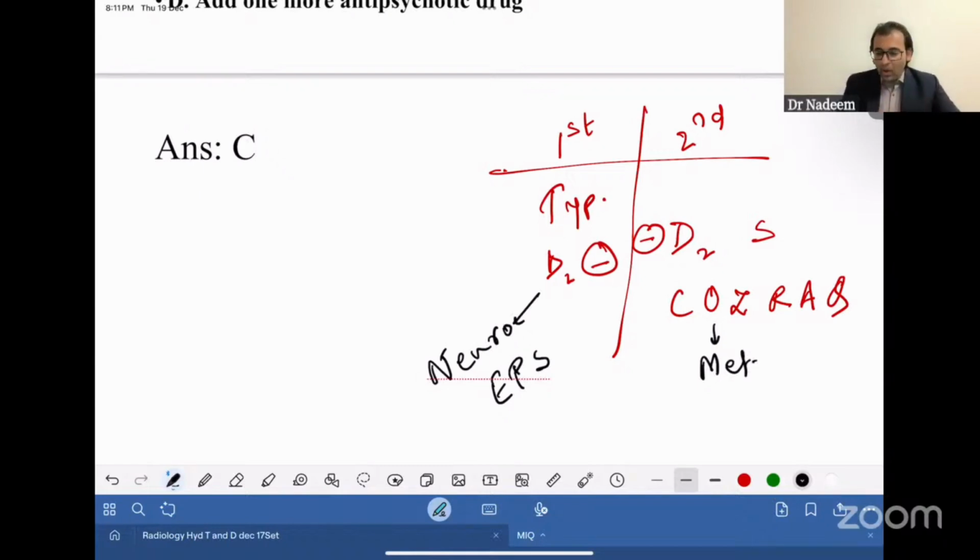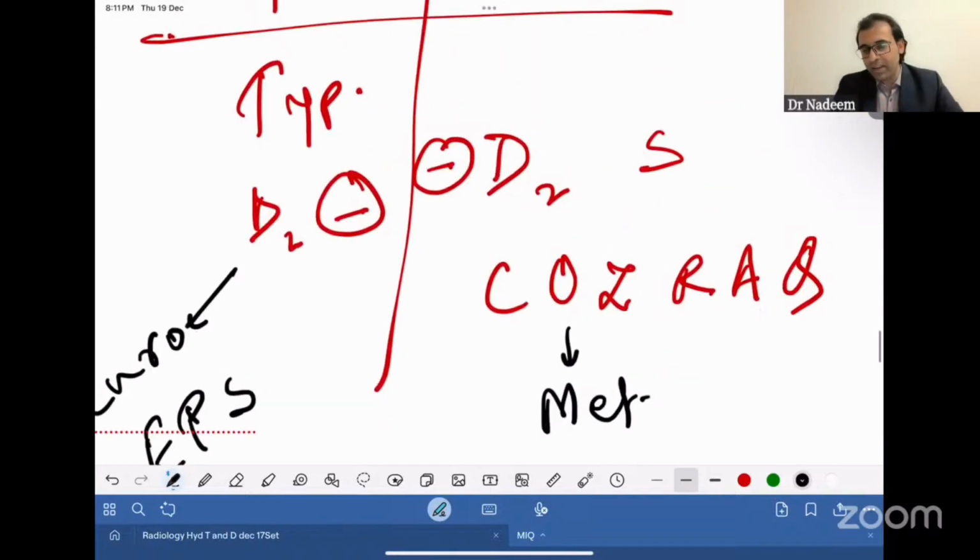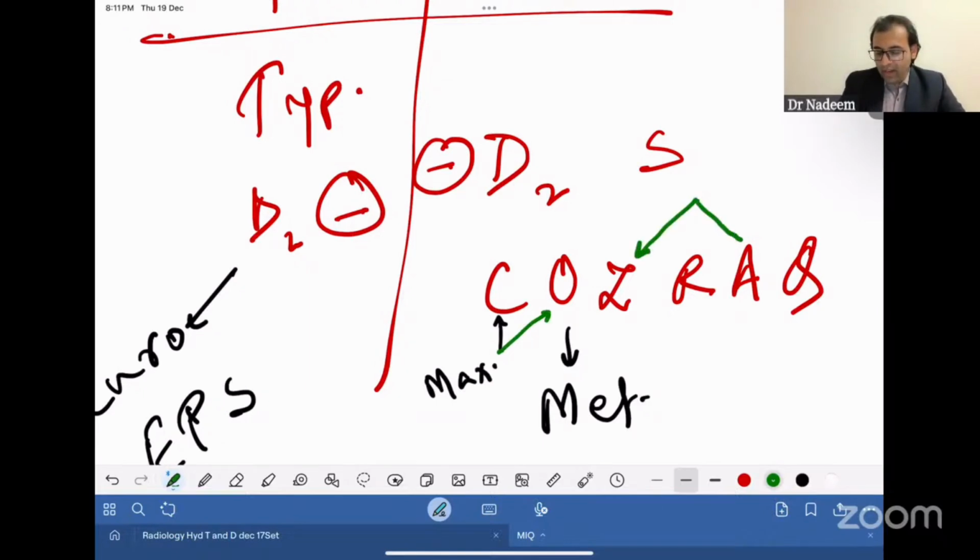So can you tell me, out of these six atypical antipsychotics, which has maximum weight gain? Last time they asked this question. Maximum weight gain is seen with clozapine, then olanzapine. Minimum weight gain is with ziprasidone and aripiprazole. Minimum weight gain or weight neutral. Remaining all drugs have moderate weight gain.